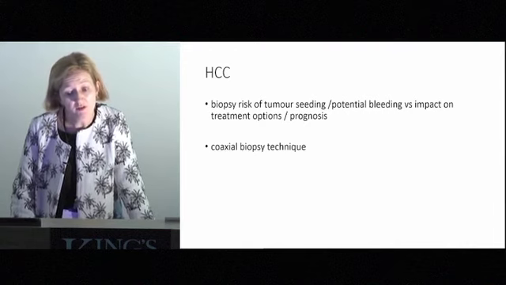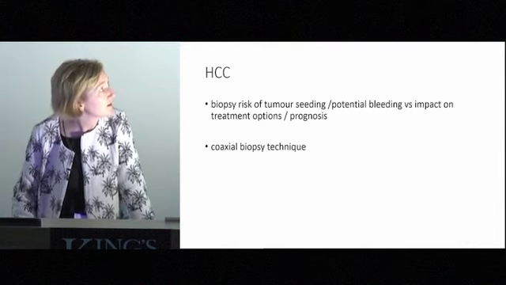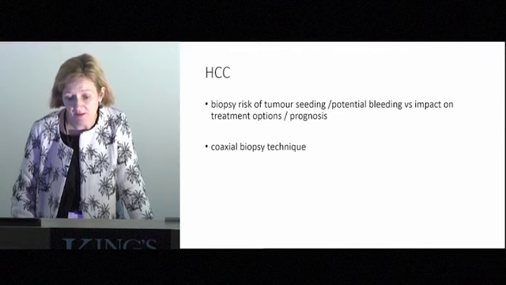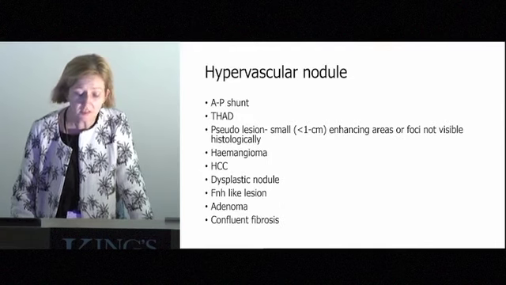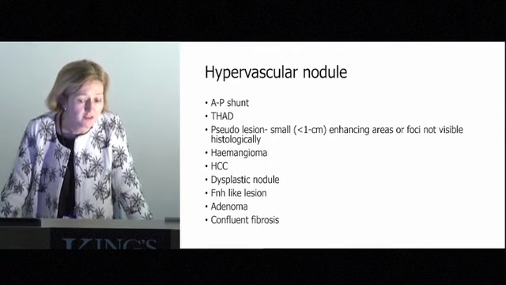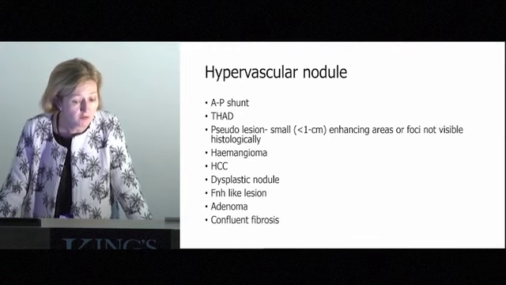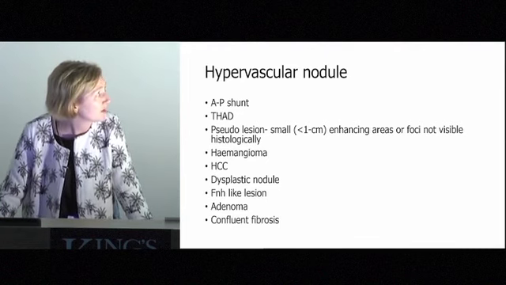Biopsy can be used, but there is a risk of seeding, and it's useful to use a coaxial biopsy technique to minimize that risk. It's also important to note that hypervascular nodules can come and go in cirrhotics, and there's a wide spectrum of what they can represent.